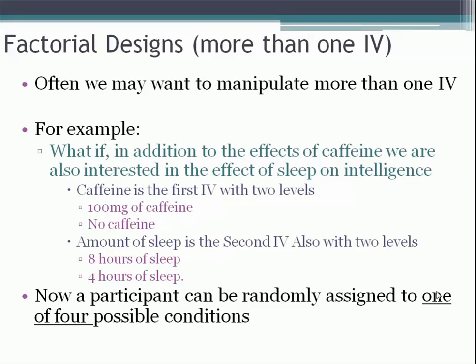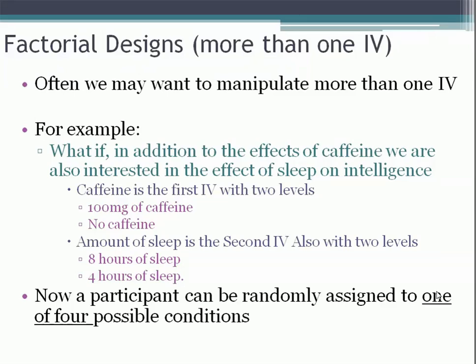Now, there are times when we want to manipulate more than one independent variable, right? So, for example, we had talked about in class how sleep might affect how well someone does on this intelligence test. And so we could ask the question, what if in addition to the effects of caffeine, we added in an independent variable for sleep? So we brought people into our lab, and some of them we let sleep for 8 hours, and some of them we only let sleep for 4 hours. And when they wake up, we randomly assign them to either get 100 milligrams of caffeine or no caffeine, and then we measure that dependent variable of intelligence.